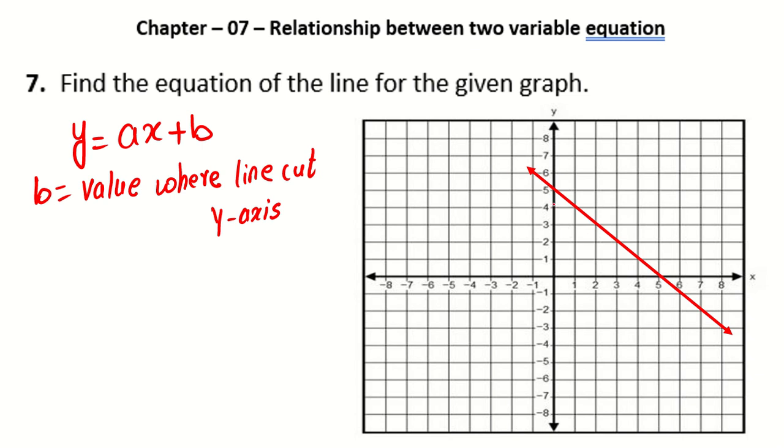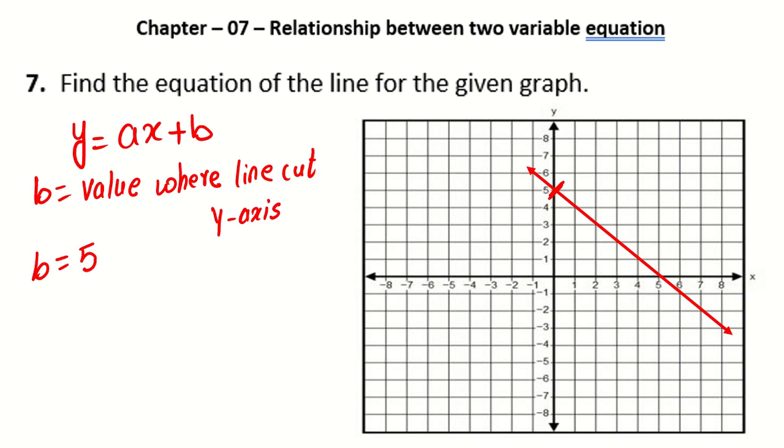So you see, this is the line and it is cutting y-axis here. Yes or no? Okay, and what is the value of y here? You see 5. So here it is, value of B is 5. Okay, now when graph is given to us, it's very easy to find the value of B. Okay, now what about A?